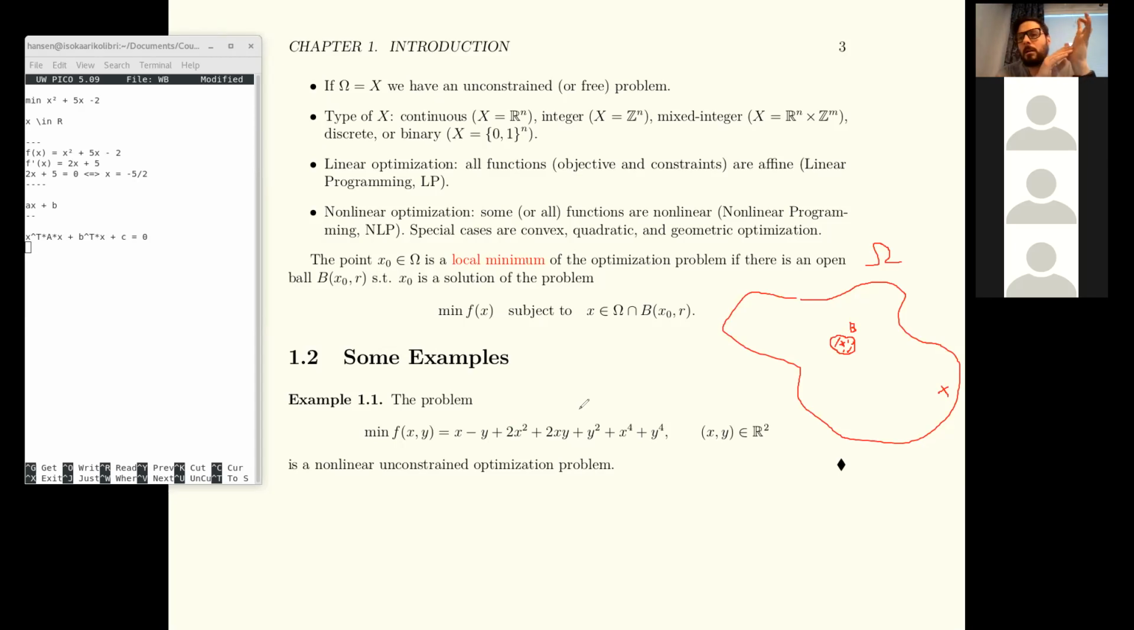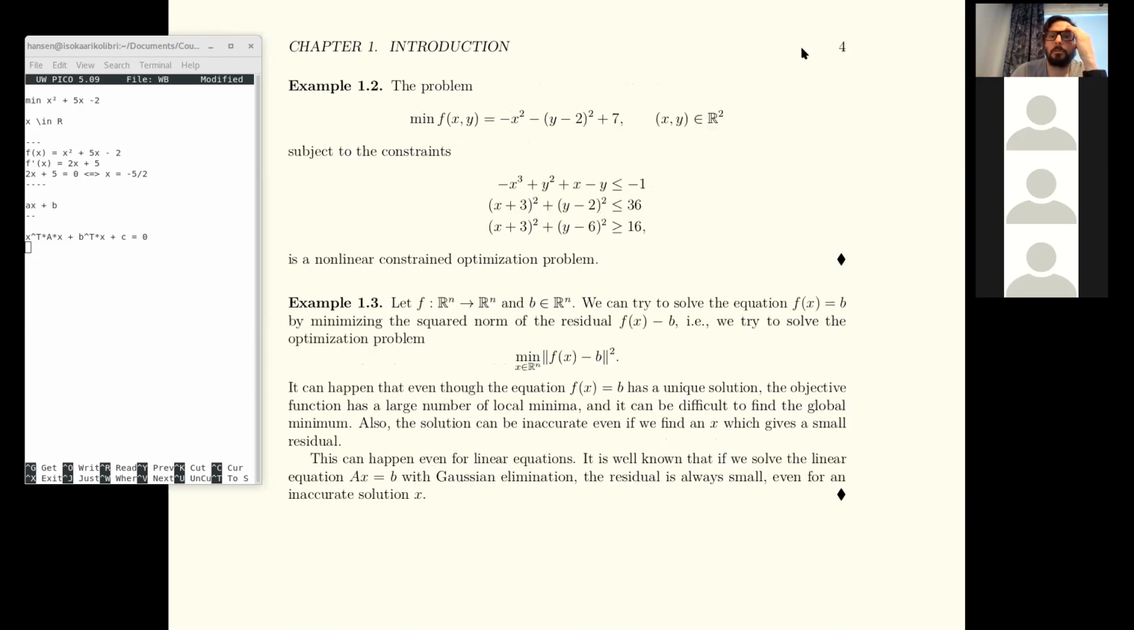And local minima are a bit of a problem because in some situations we can find locally a point such that it looks like it's the best. But then somewhere else, there is a point that is even better. So we get to that problematics also.